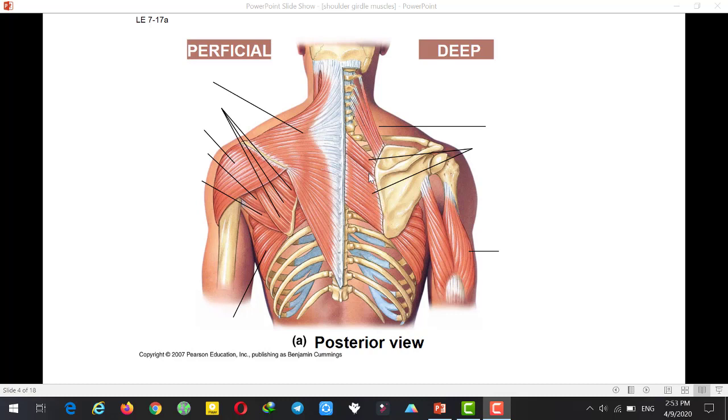All of these muscles, rhomboid minor and major, retract the scapula, and nerve supply to the rhomboid minor is from C5, and rhomboid major is C5.